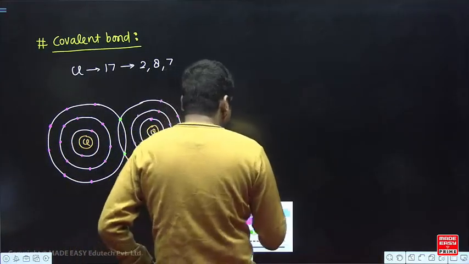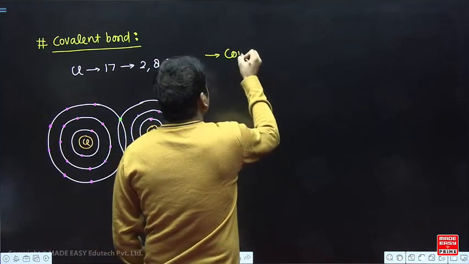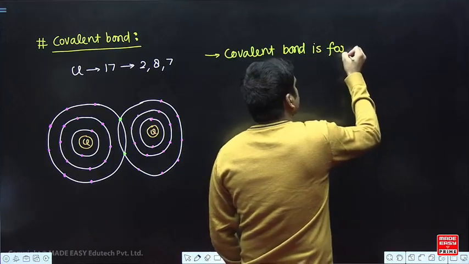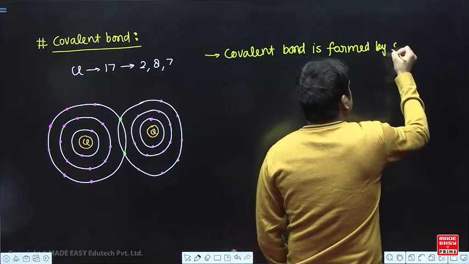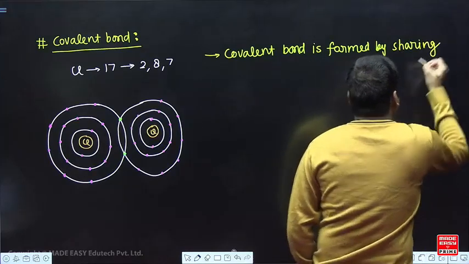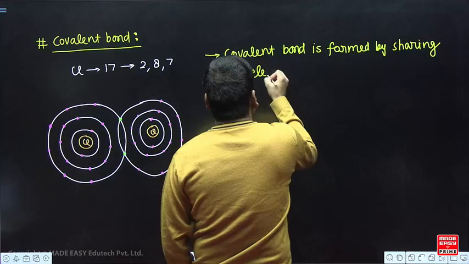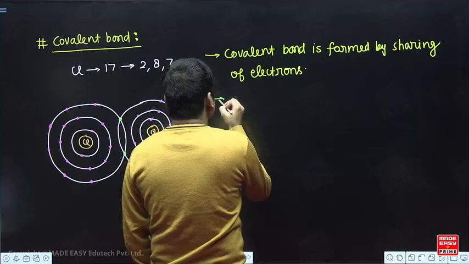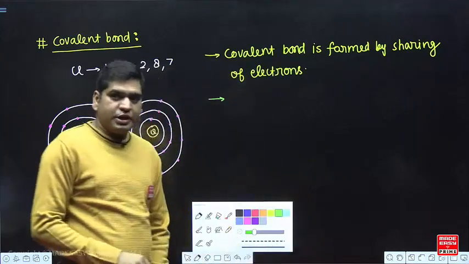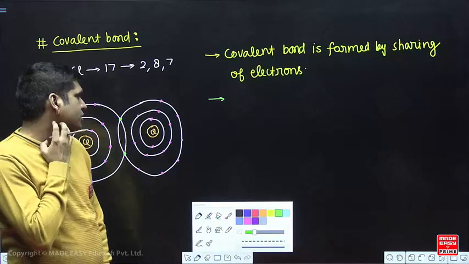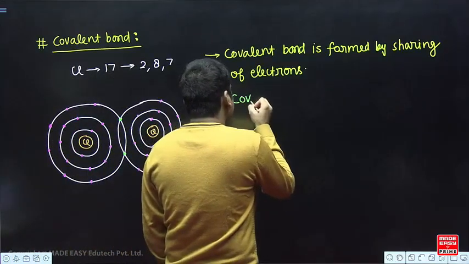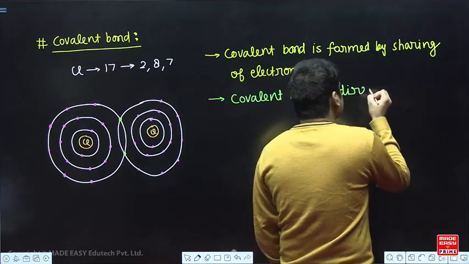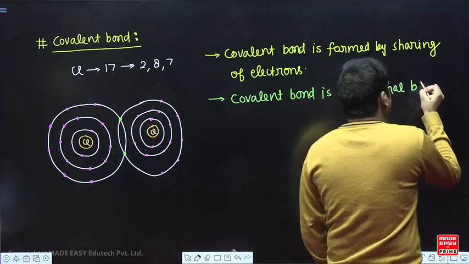So we can have few points here. The first point is covalent bond is formed by sharing of electrons. Next point, पहला पॉइंट, covalent bond is formed by sharing of electrons. दूसरा पॉइंट होगा कि covalent bond is directional bond.